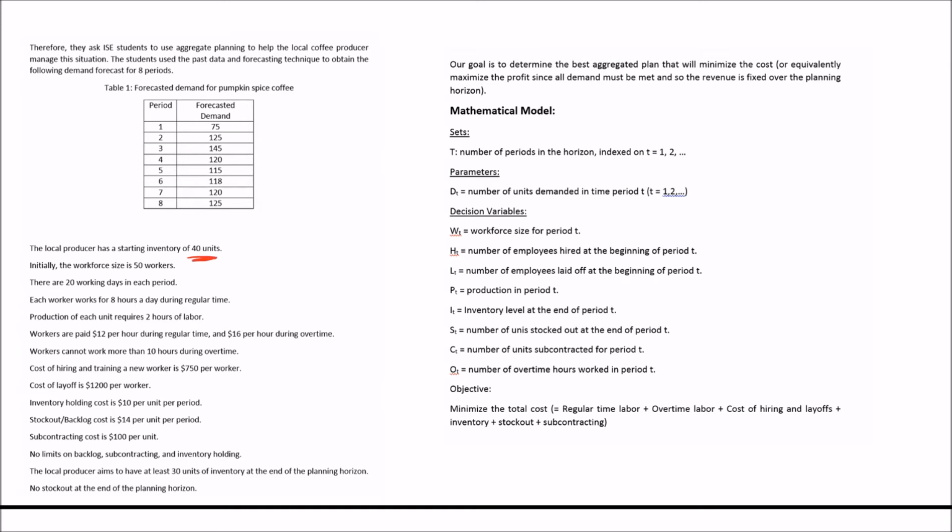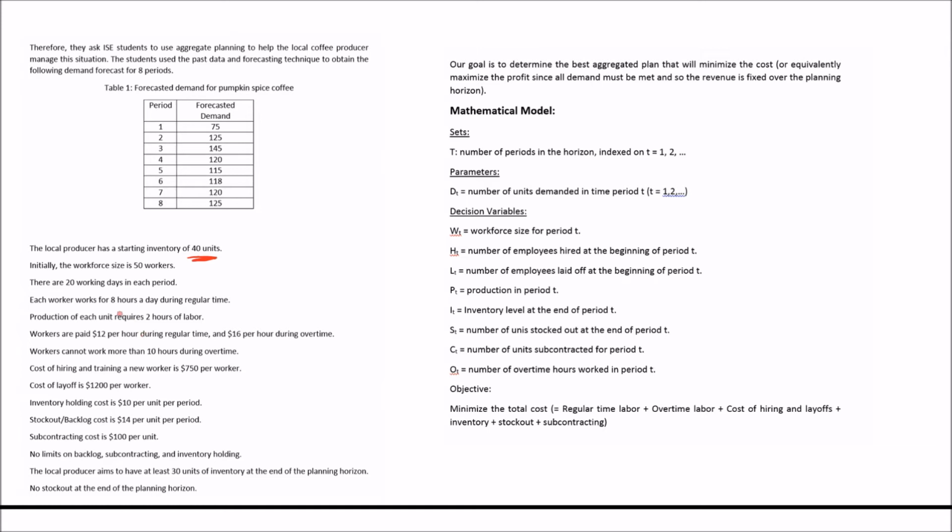So when we start this planning horizon, we already have 40 units of ground coffee. You may say 40 boxes, packages, whatever that is. So 40 units we have. And initial workforce size is 50 workers. So we have 50 workers, say. And there are 20 working days in each period. So this period might be a month, so that there are 5 days in each week and 20 days in a month and so on.